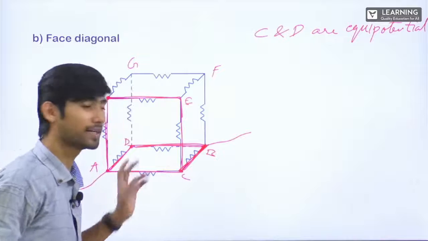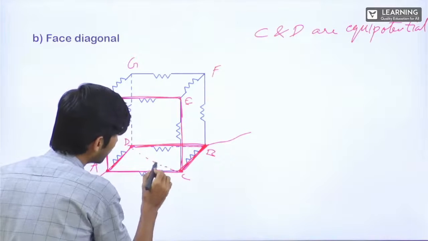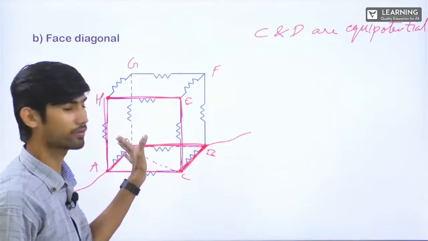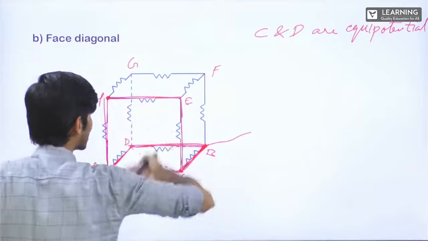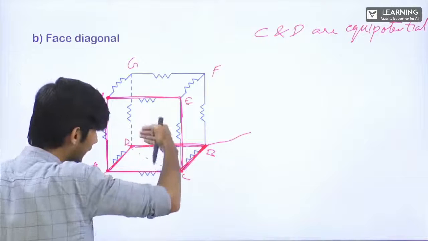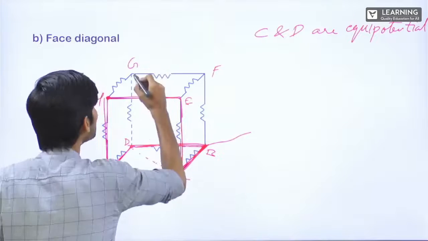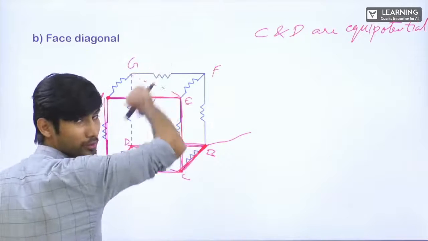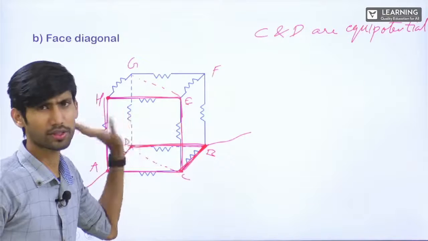See, I'll tell you one more trick. Once you find one equipotential pair, another equipotential pair will be, if I make a plane like this, see this face is there, CD is the diagonal. The same parallel face, this face will be there, EG will be the diagonal. So these 2 points on this diagonal will be equipotential. Okay, you can see also.